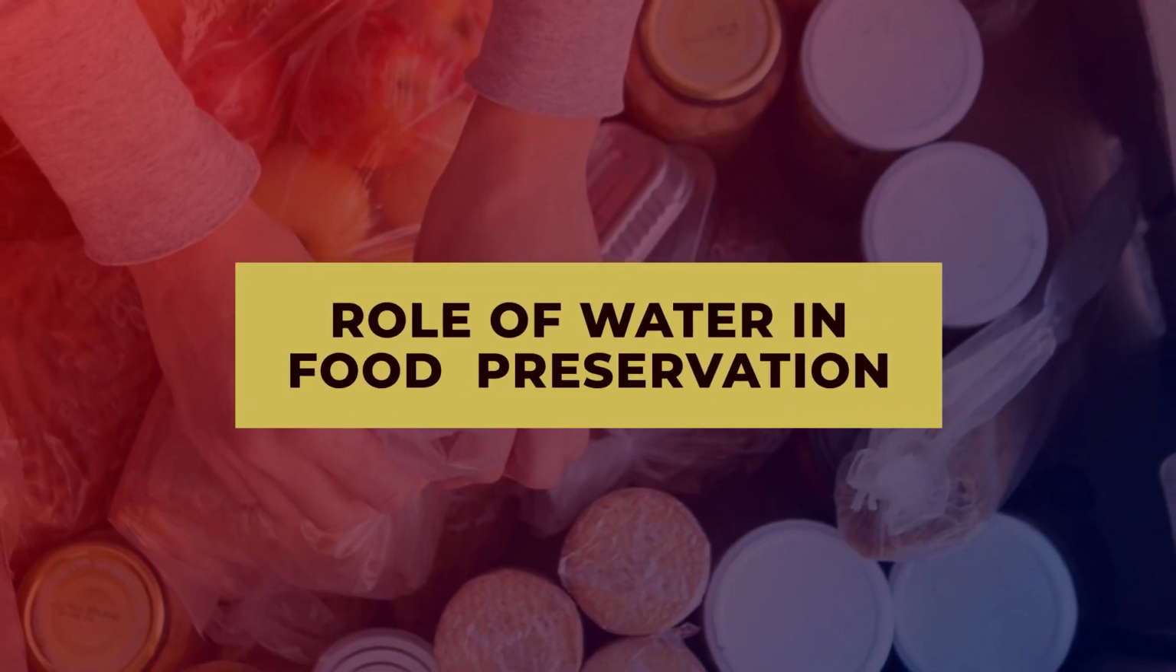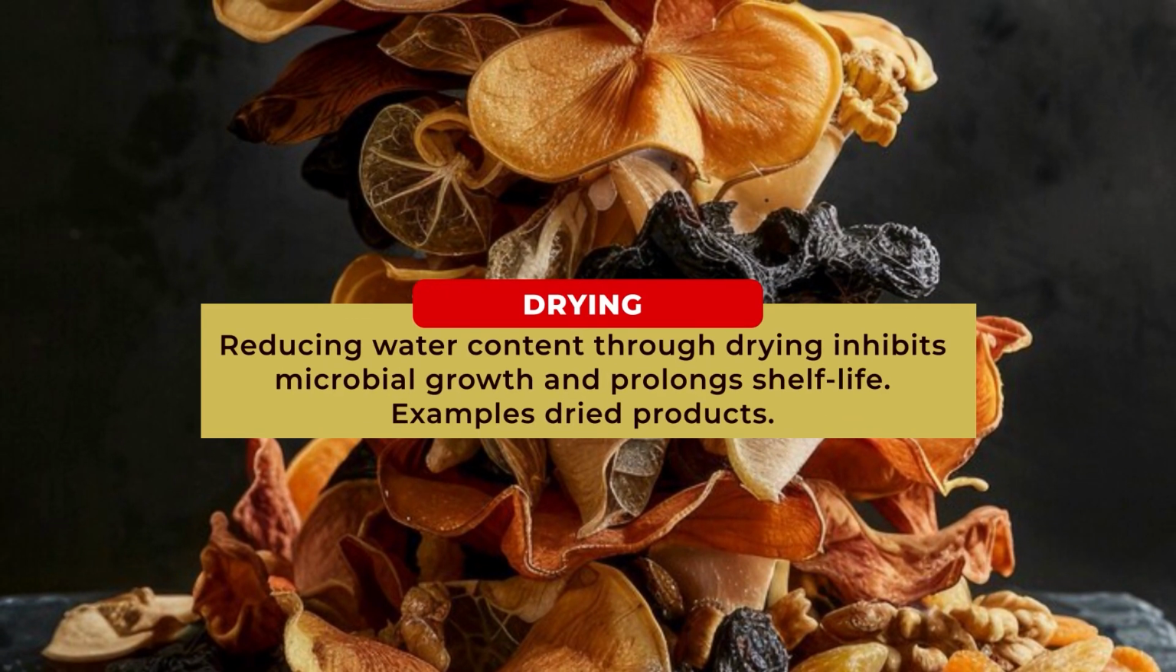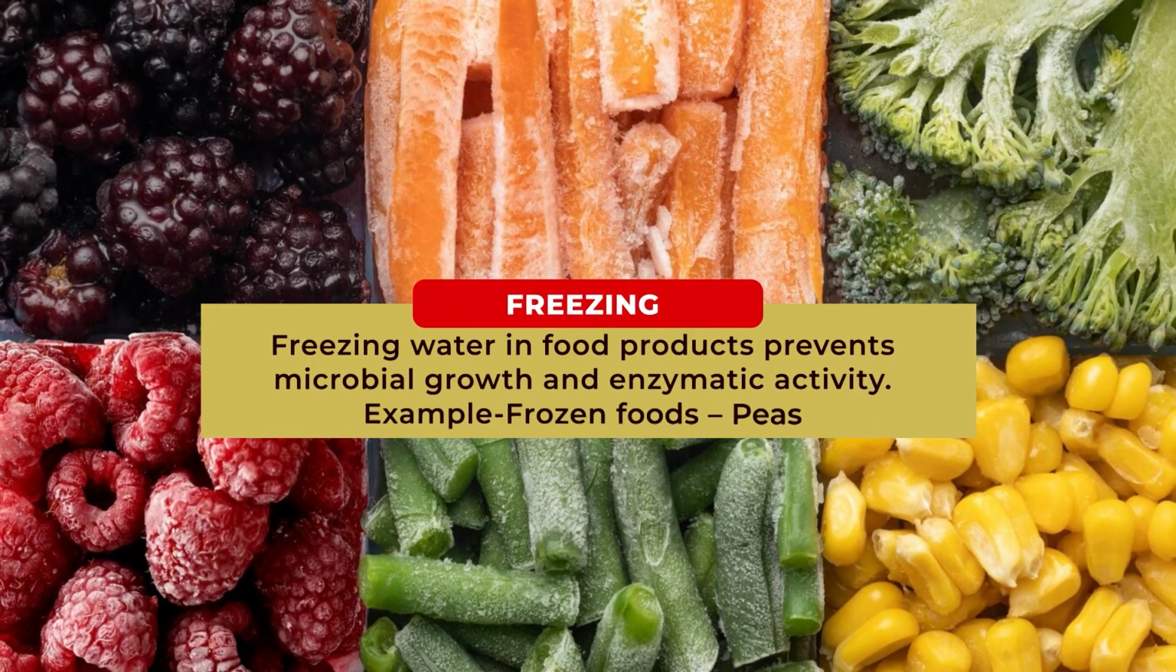Now we'll come to the role of water in food preservation. There are methods involved, like the drying method, where we remove the water and it inhibits microbial growth and prolongs the shelf life of dry products. Similarly, frozen products are there where the water is frozen. If you have seen frozen peas, they have a longer shelf life, microbial growth is less, and enzymatic activities are minimal.